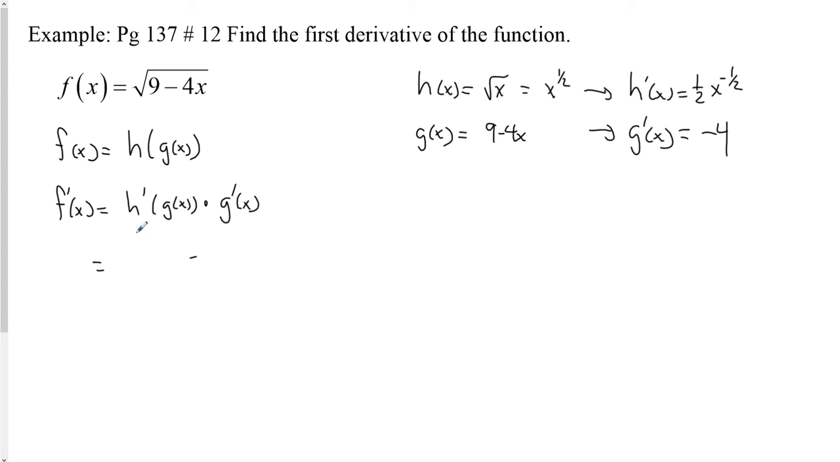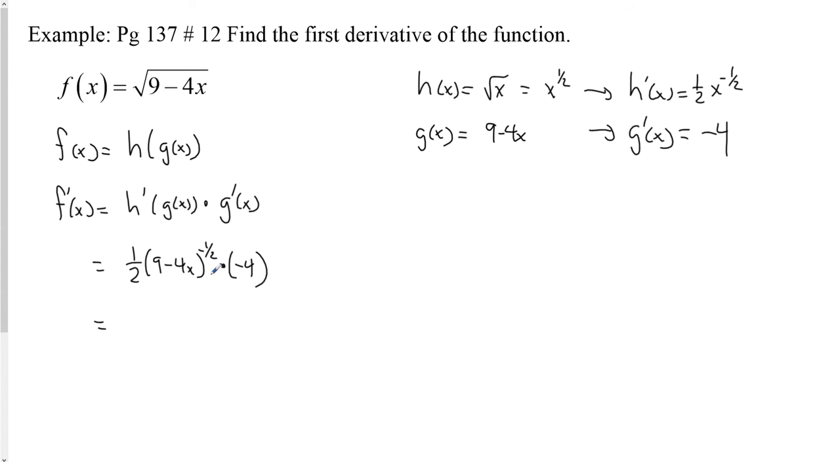So filling in the blanks here, my derivative of this is going to be a half times, well, g of x left alone is 9 minus 4x, all to the negative... Let's erase that. Let's redo that. There we go. I get 9 minus 4x to the negative 1/2 times the derivative of the inner function, which is just negative 4.